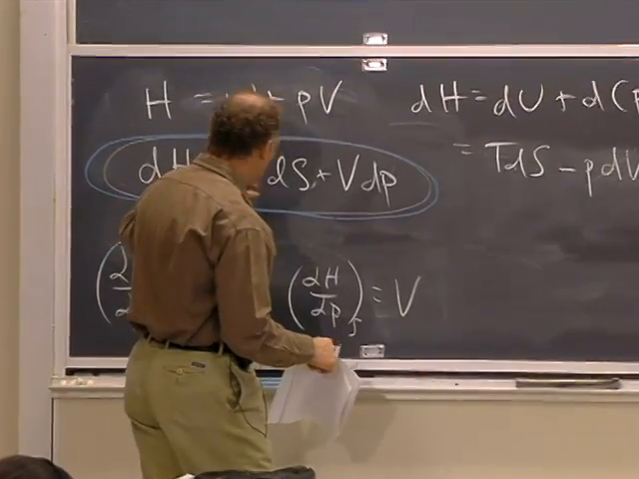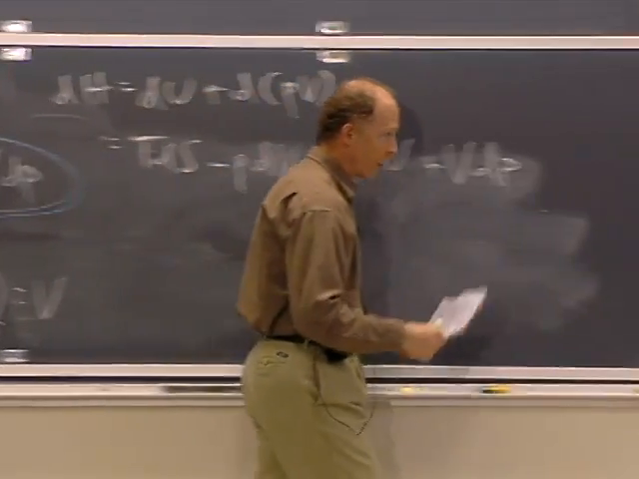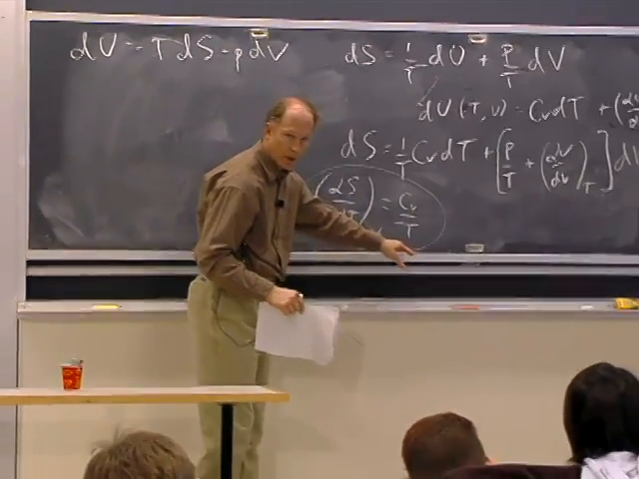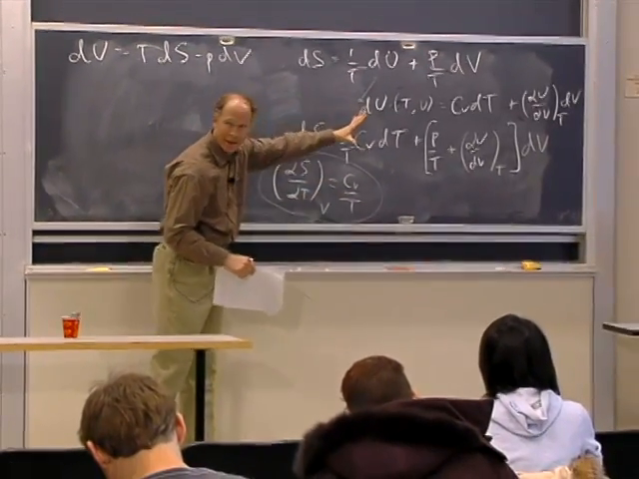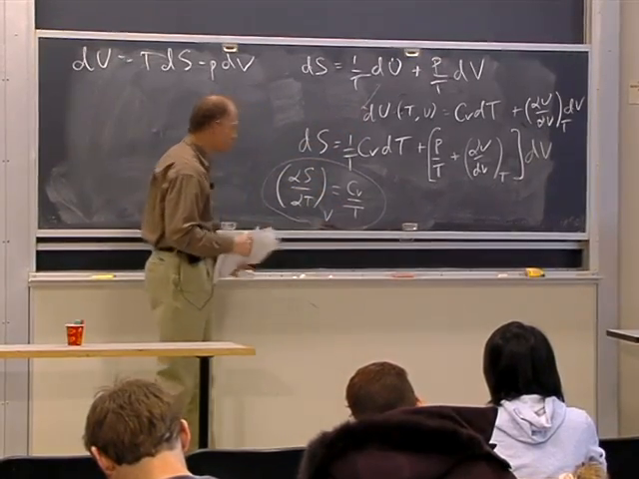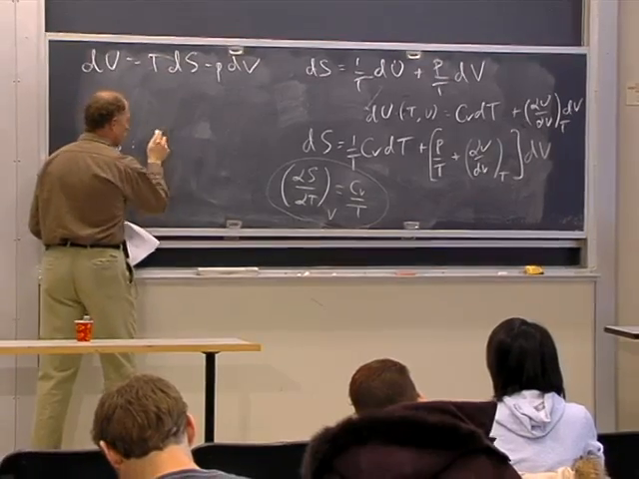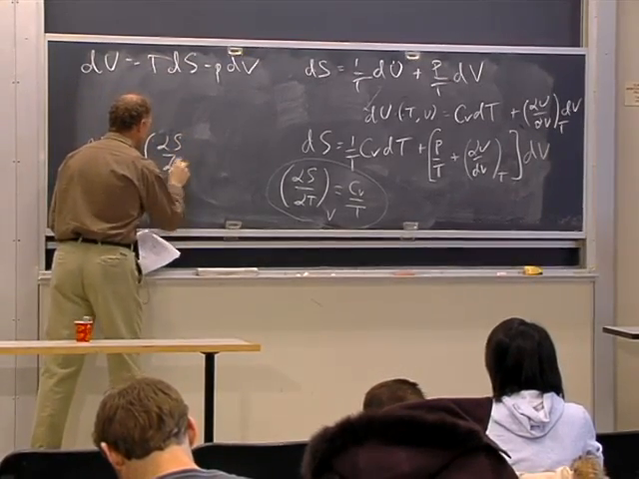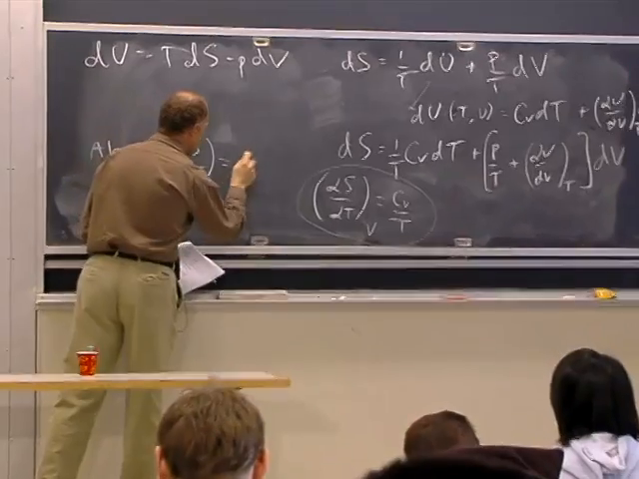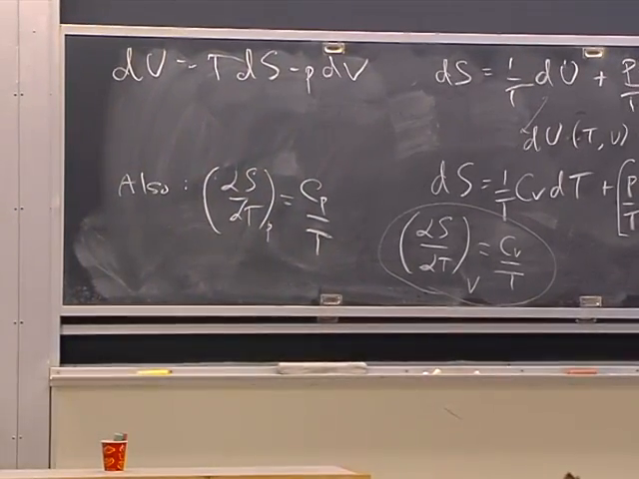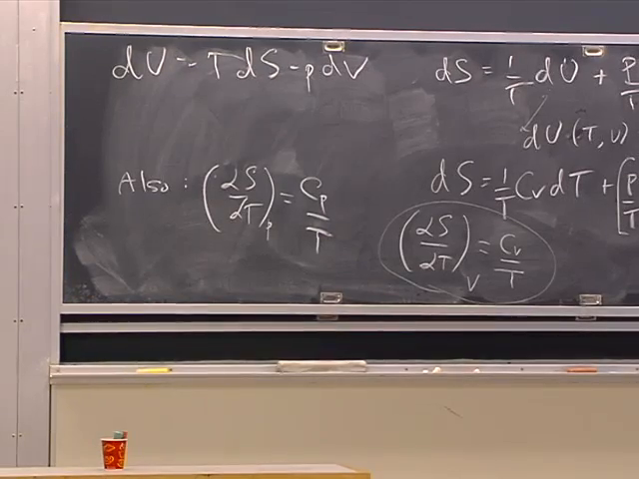We can go through the exact same procedure with H to look at how entropy varies with temperature at constant pressure, and we'll get an exactly analogous set of steps that will lead to Cp over T. So also dS/dT at constant pressure is Cp over T.